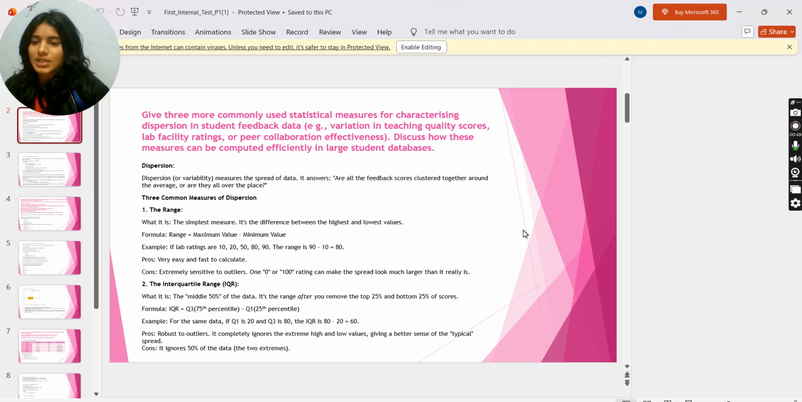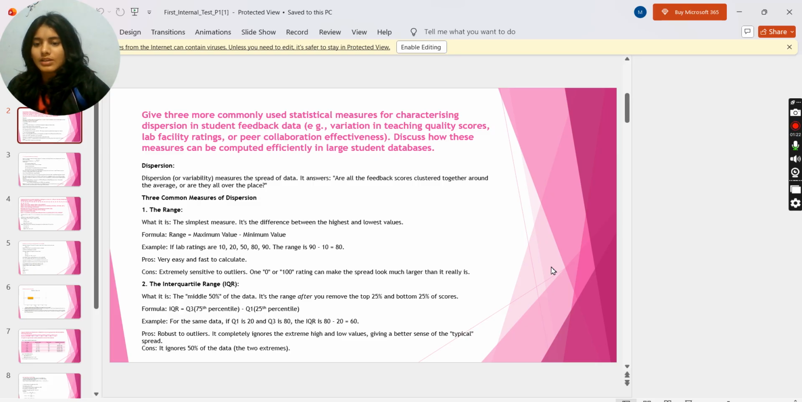What is it? The simplest measure, it's the difference between the highest and lowest values. Formula: range is equal to maximum value minus minimum value. Example: if lab ratings are 10, 20, 50, 90, 80, the range is 90 minus 10, which is equal to 80. Pros: very easy and fast to calculate. Cons: extremely sensitive to outliers. A 1, 0 or 100 rating can make the spread look much larger than it really is.